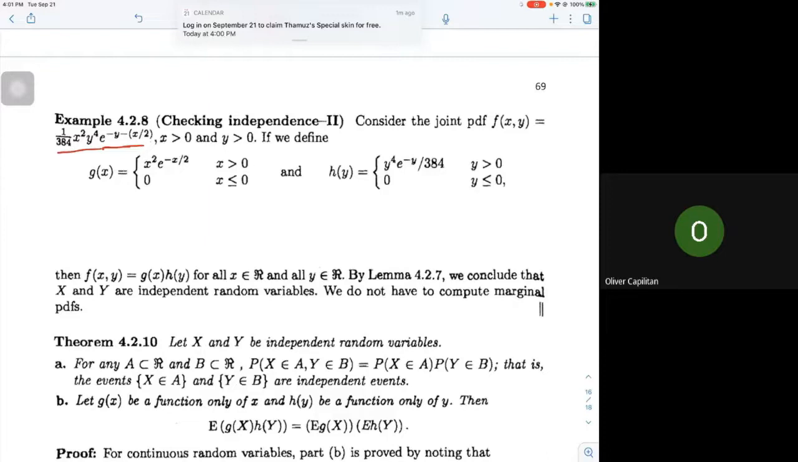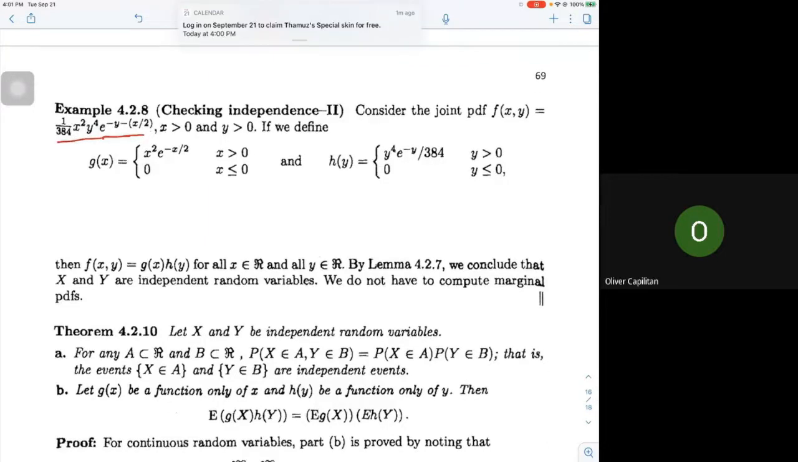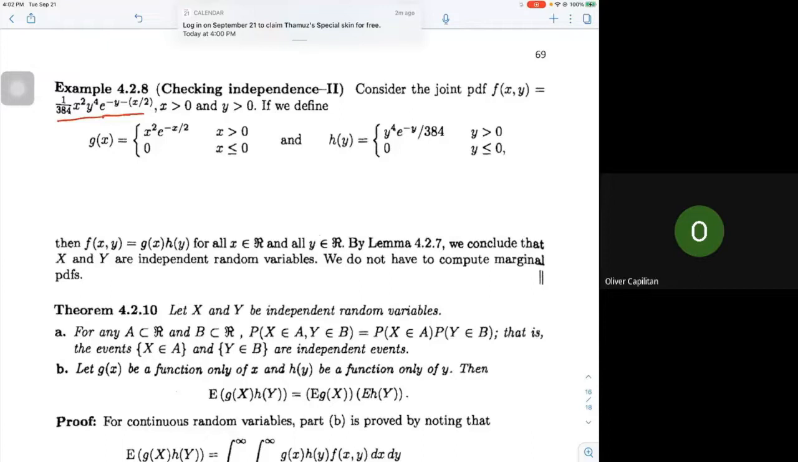Then according to our lemma, if the joint can be expressed as the product of two functions, not necessarily our marginal PDF of x and y, if you can express the joint to be the product of two functions, g of x and h of y, for all real numbers x and y, then we can conclude that x and y are independent random variables. So no need to compute for the marginal PDF. Pwede naman yun ma-check, no?